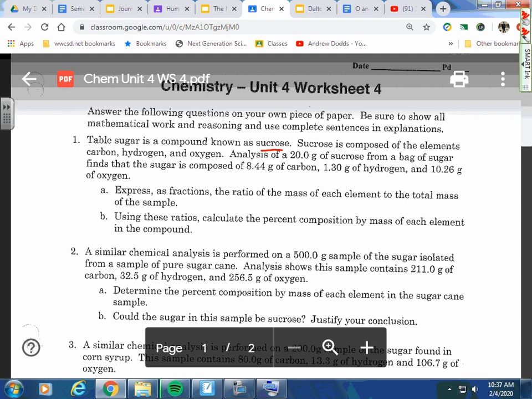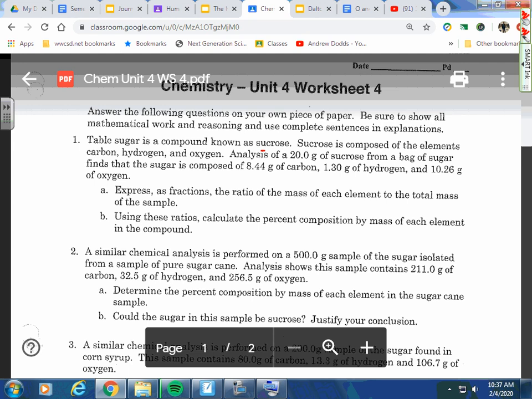So whenever we're going to be doing percentages, I want you to remember this. Whenever we do percentages, the first question you want to ask yourself is, what is the total? So what is the total amount for this sample? Add all the numbers together: 8.44 grams plus 1.30 grams plus 10.26 grams. It should add up to be 20 grams, which is what they told us we had, right? So we have 20 grams of sucrose.